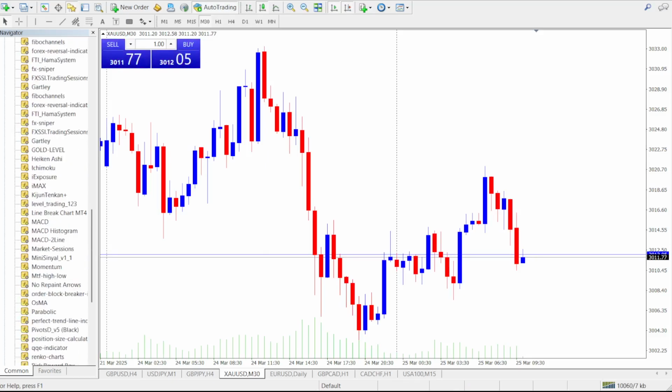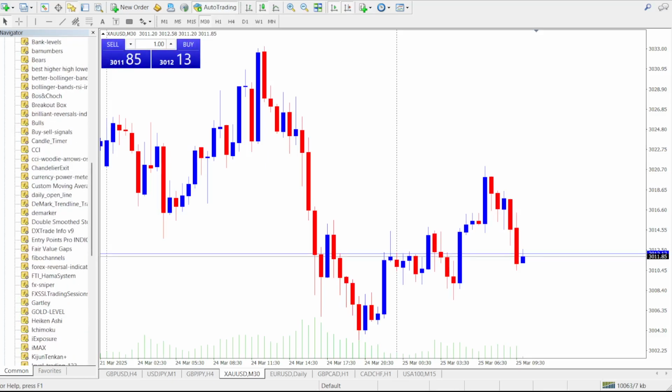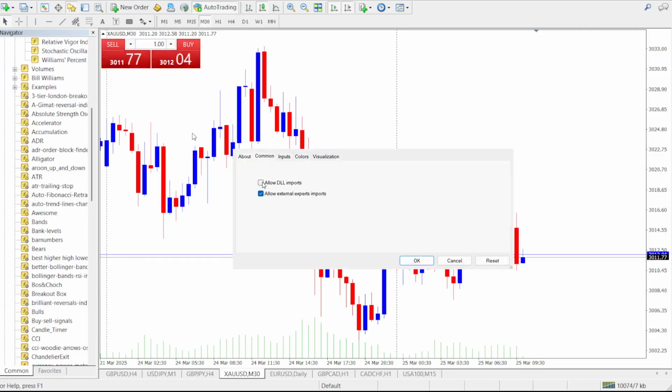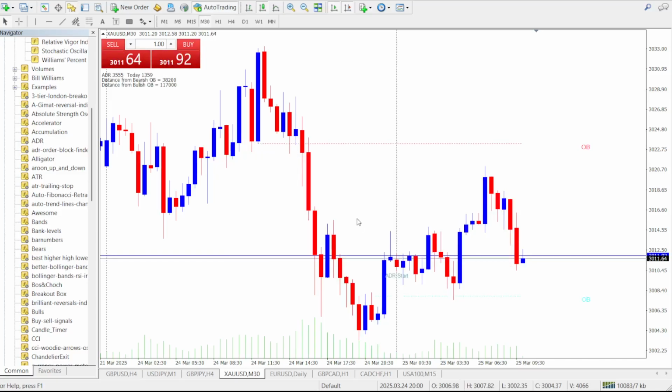So right now I'm going to be adding the ADR order block finder indicator. All right, here we go.